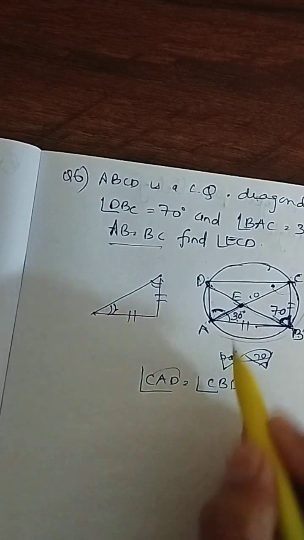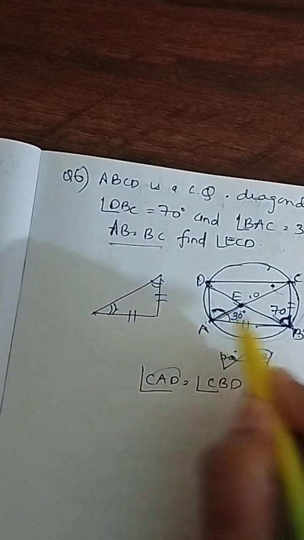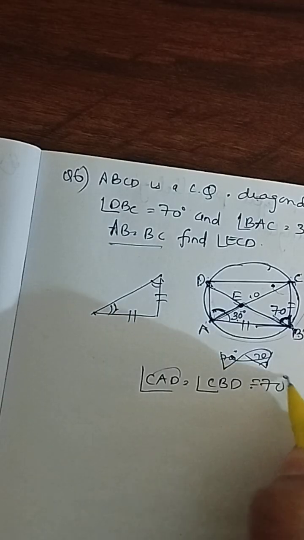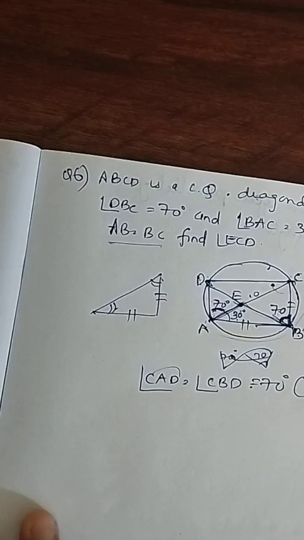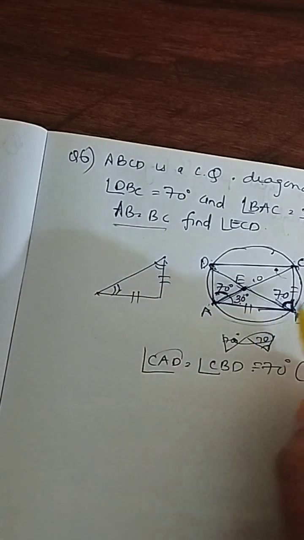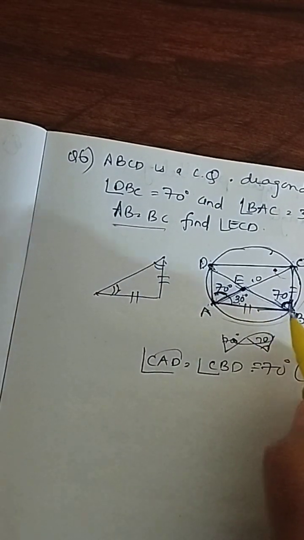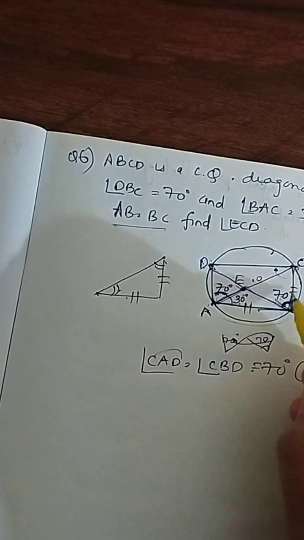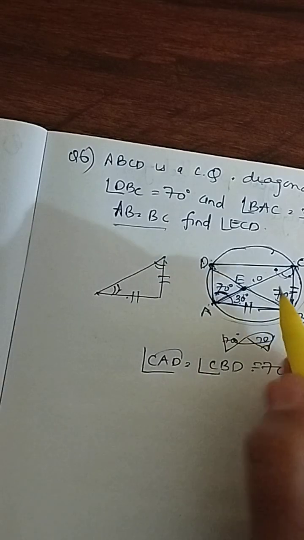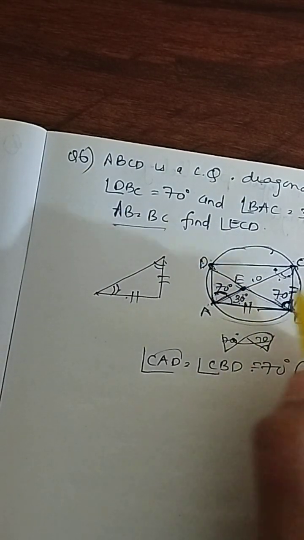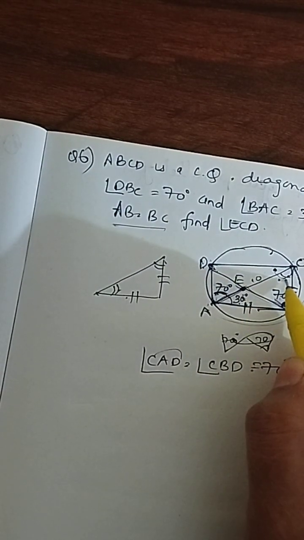Okay, CD is common, CD. This one and this one are equal to 70 degrees, because they are angles in the same segment. So this is 70, this also is 70. Now AB is equal to BC, right? Initially I told you, when two sides are equal, the angles also will be equal. So this is 30, this also will be 30.